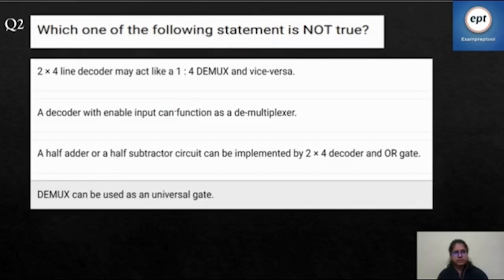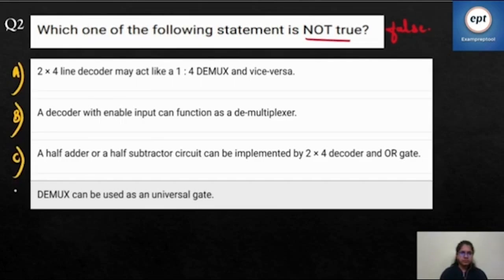So the next question says, which one of the following statements is not true? Not true means false, which we have to identify. Here the options are given to us. This is option A, this is option B, this is option C, and this is option D.